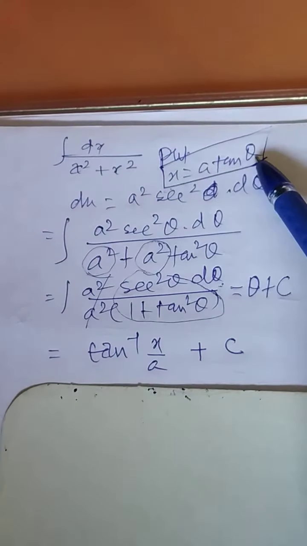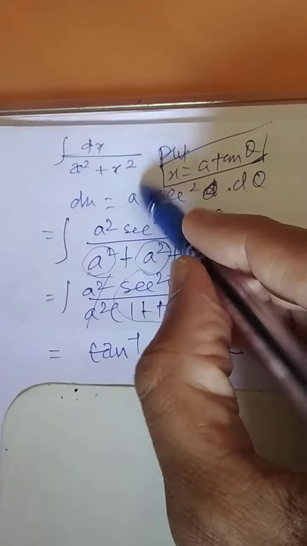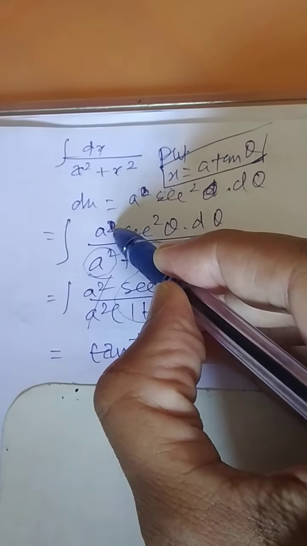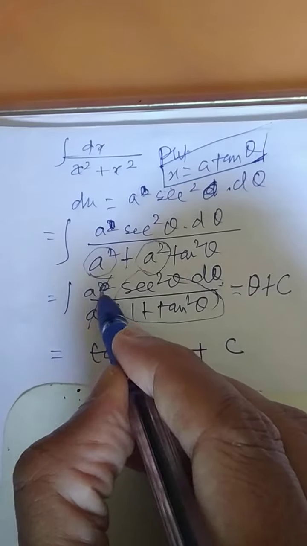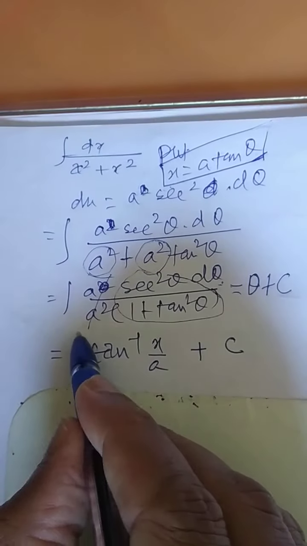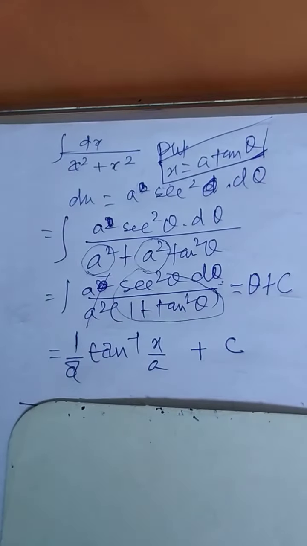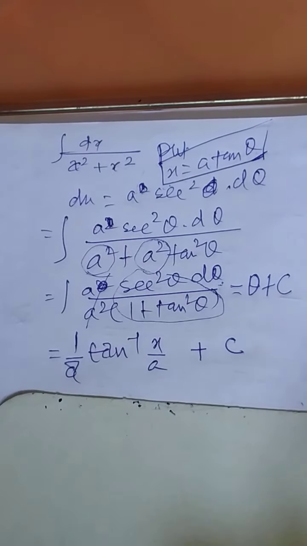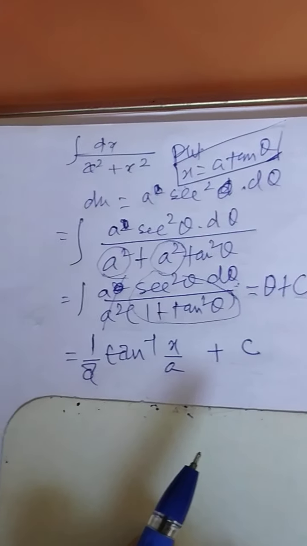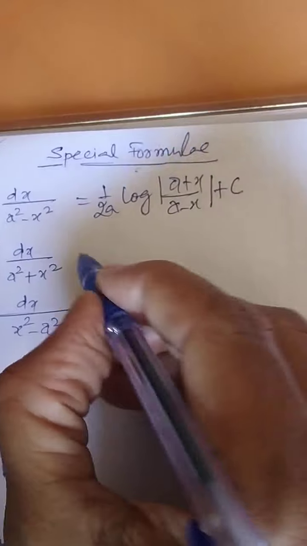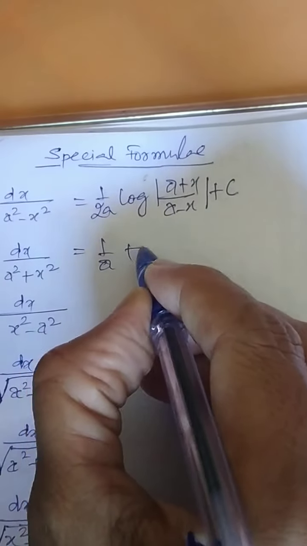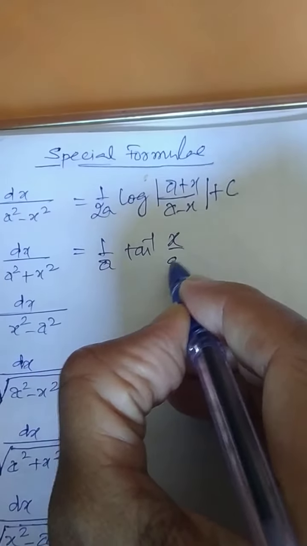X is equal to a tan theta. So dx will be a square will not come, a only will come. So if you simplify here, it will be 1 by a is left. So your answer is 1 by a into tan inverse x by a.